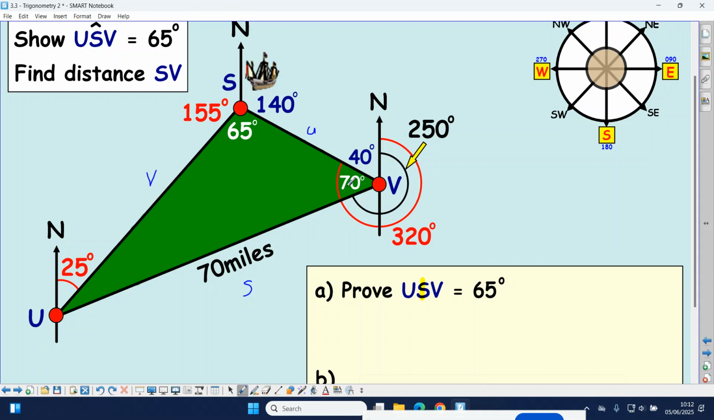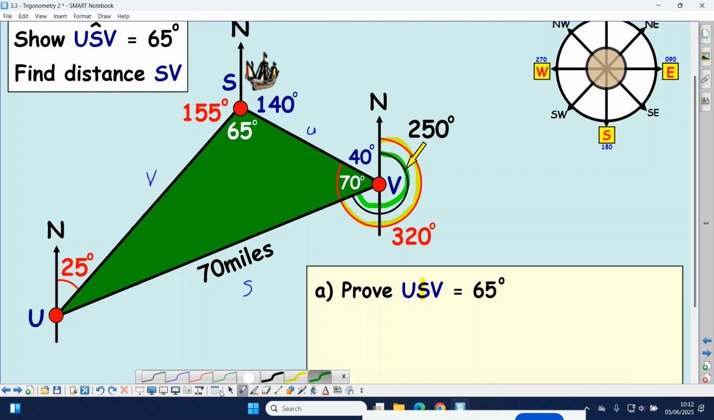Now you might go, how did that suddenly appear, that 70 degrees? Well, we knew that the 320 was all the way round to there. And the picture also tells us that the 250 goes round to there. So it's 250 to there and it's 320 to there. You basically get the difference between them, and it helps us to get that angle there.